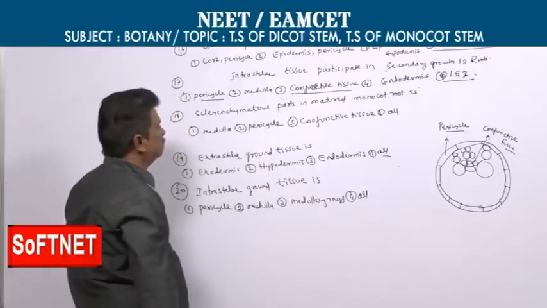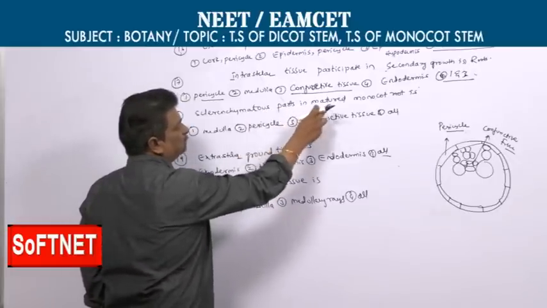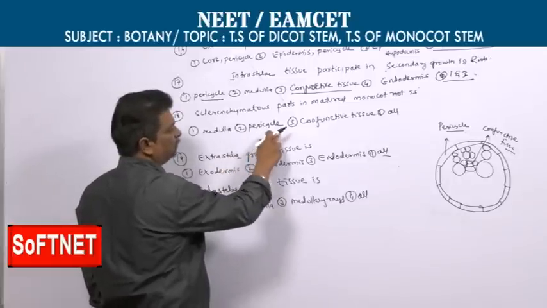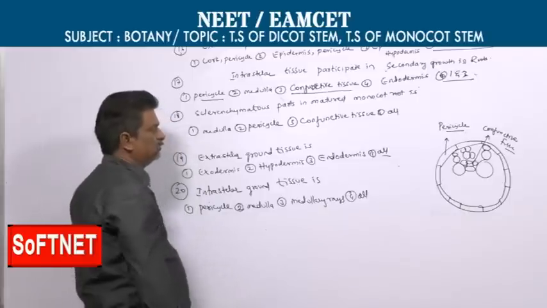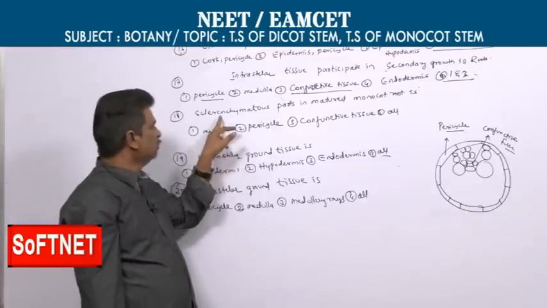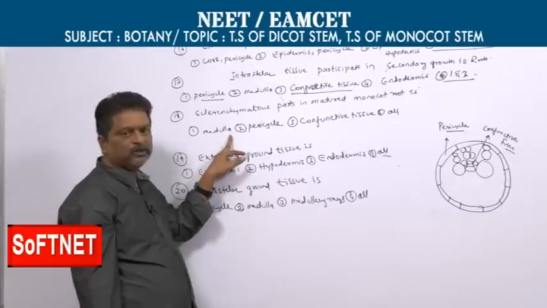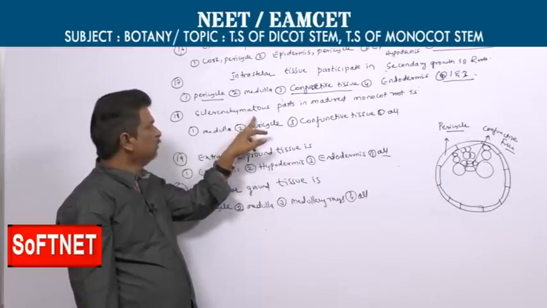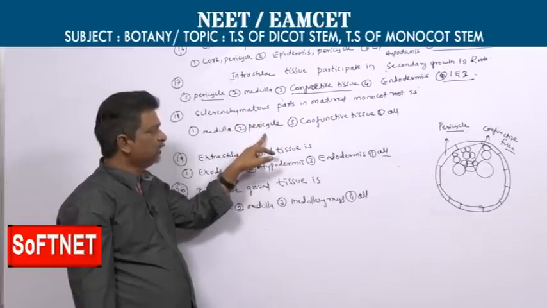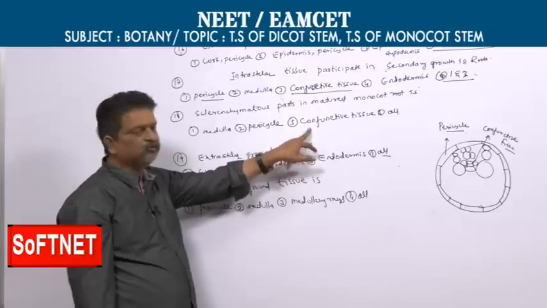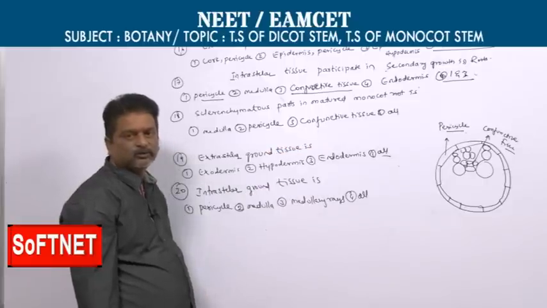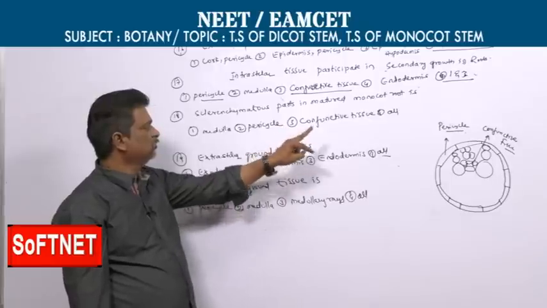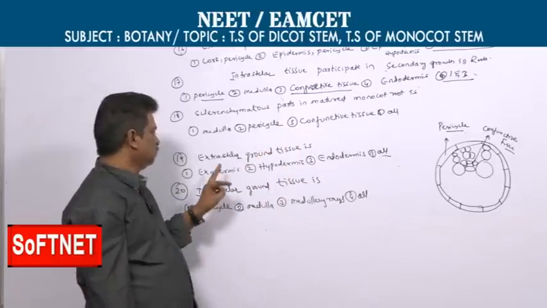The next one: sclerenchymatous parts in matured monocot root: medulla, pericycle and conjunctive tissue. All are sclerenchymatous. In monocot root, an enlarged medulla is present, but in the mature root it is sclerenchymatous. In the matured root, the pericycle is sclerenchymatous. Even conjunctive tissues are sclerenchymatous. So all these three are sclerenchymatous in matured root.